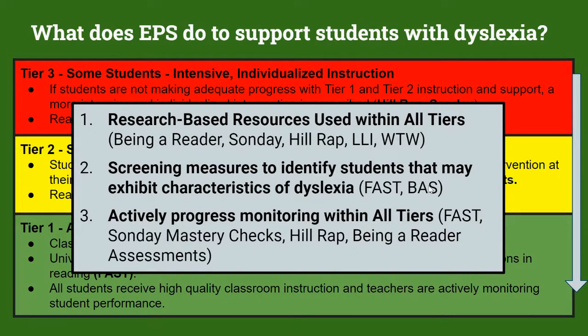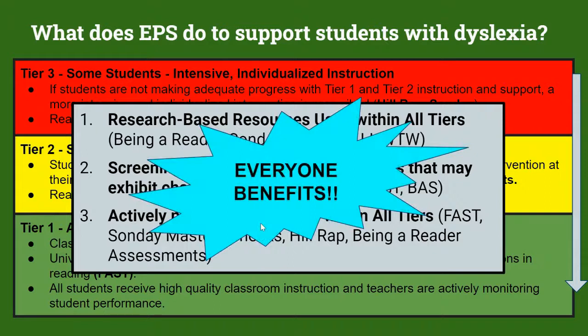We also have the benchmark assessment system, and then the active progress monitoring within all tiers consists of FAST. We have Sunday mastery checks built into Sunday Essentials. We have HillRap, Being a Reader. We often will use reading running records through the benchmark assessment system, along with some of those optional assessments as well. And so those are all valuable pieces, and everyone benefits from these resources, right?